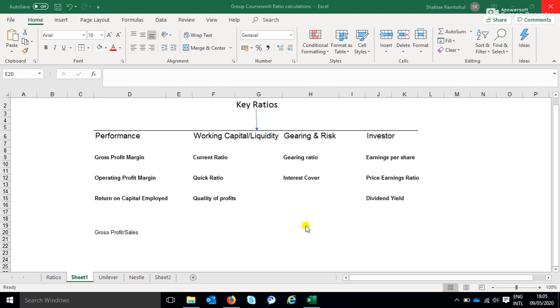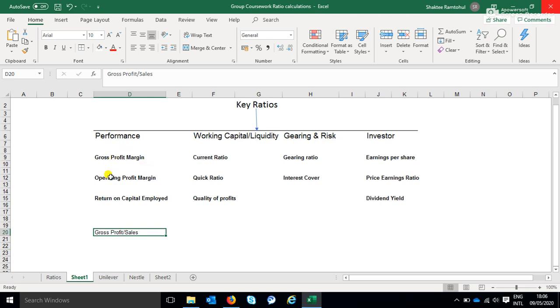What I've been doing over the years is classifying ratios over four elements. One is performance, number two, working capital and liquidity, number three, gearing and risk, and number four, investor. So I normally calculate a couple of these ratios just to determine whether the company is good or bad. Of course, this will give us an idea.